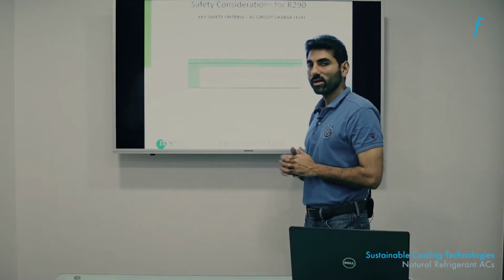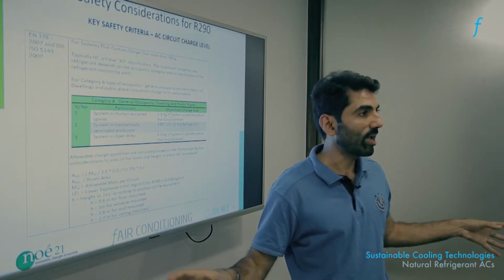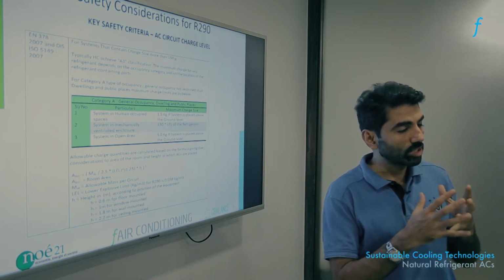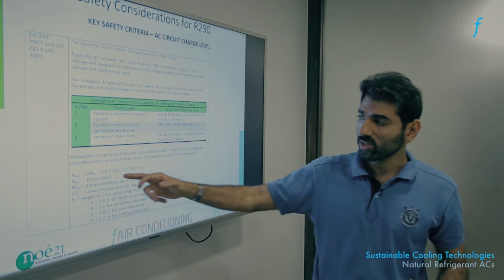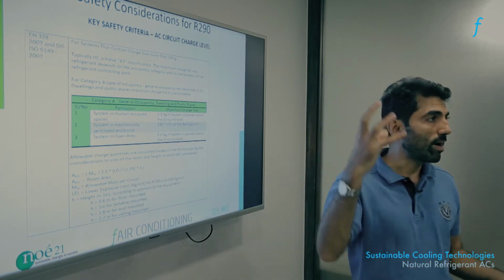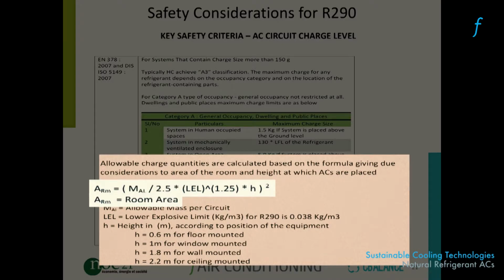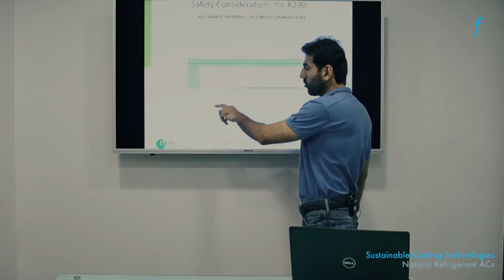First of all, room area. It is quite easy to imagine that the larger the room area, the more space you have for the refrigerant to disperse, and thereby the volumetric percentage is reduced to safe levels even if you have a leak. So the larger the room area, of course, the amount of mass of R290 that you can have in an AC can be larger. The lower explosive limit: the higher it is, the safer the refrigerant is, right? R290 has 2.1%, and you would plug this into this equation right here.